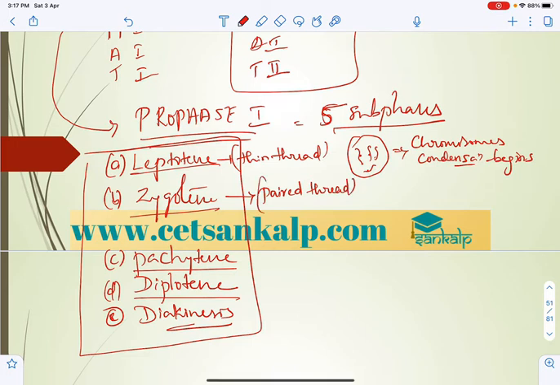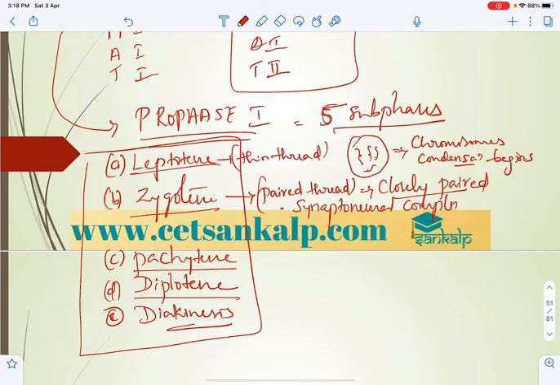So we can say that the paired thread is where the chromosomes are closely paired. Pairing of chromosomes occurs, and that too of those which are exactly similar. Those similar chromosomes we call homologous chromosomes. Pairing occurs with the help of a complex called the synaptonemal complex. So zygotene is a paired thread, closely paired, with the synaptonemal complex, right?